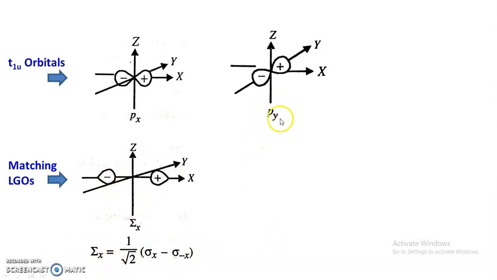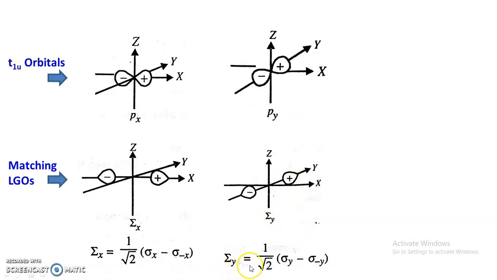Similarly, this is the another T1U orbital, that is py. Here positive lobe oriented along the positive end of y-axis and negative lobe towards the negative end of y-axis, and matching ligand group orbital is summation y, and here summation y is equal to 1 by root 2 into sigma y, because positive lobe oriented along the positive end of y-axis, minus, this is the minus lobe oriented along the negative end, therefore sigma minus y.